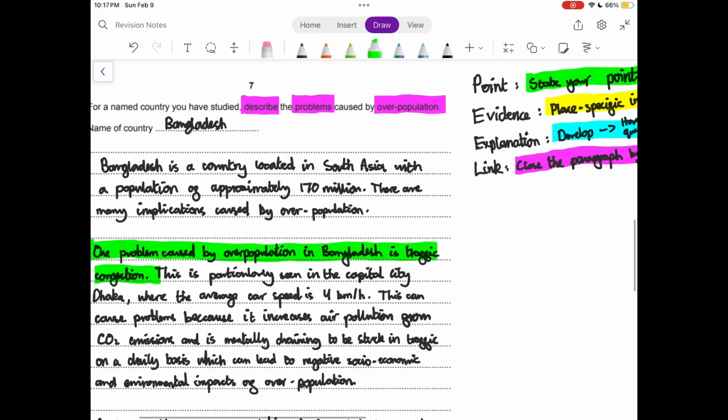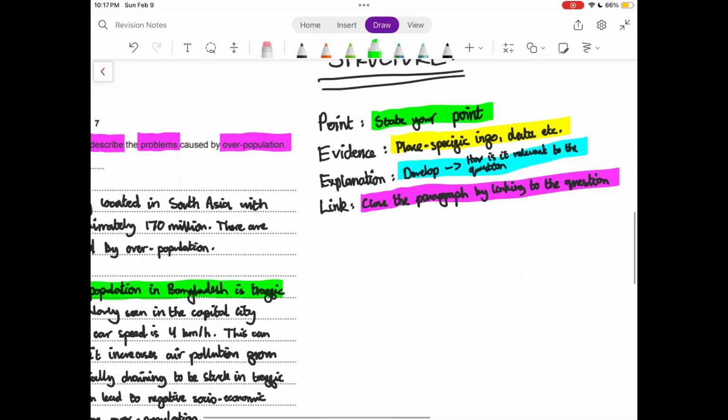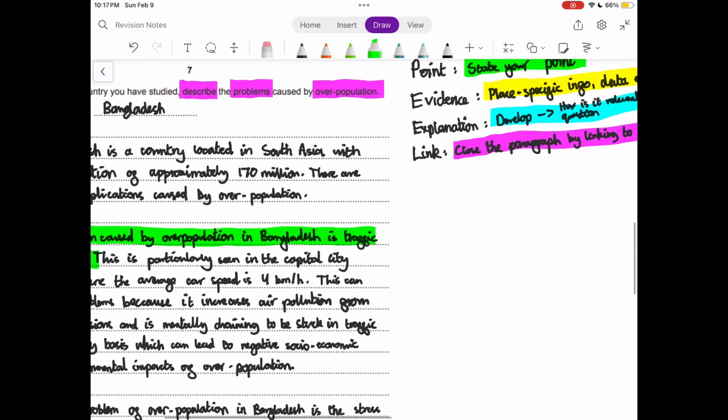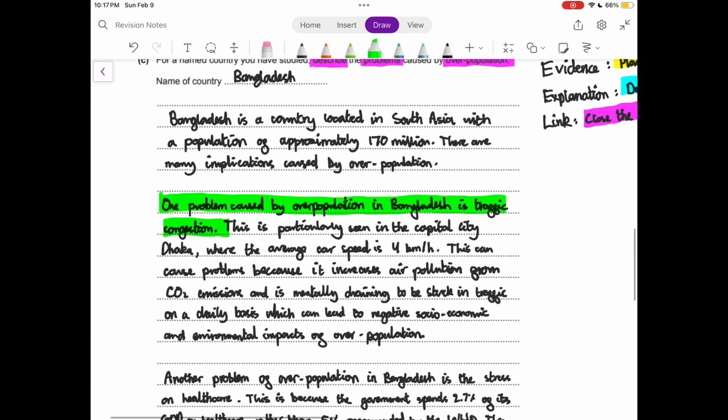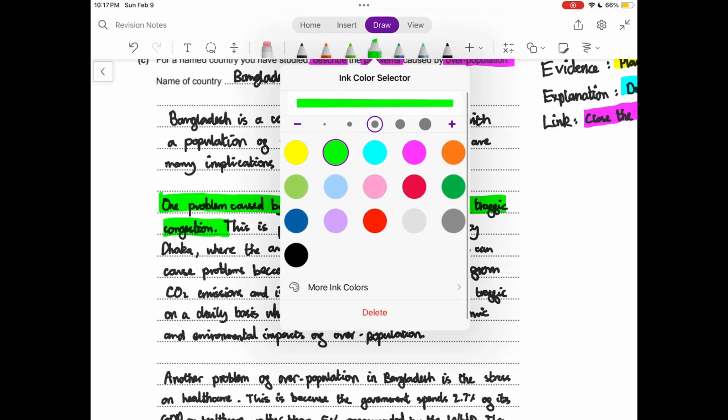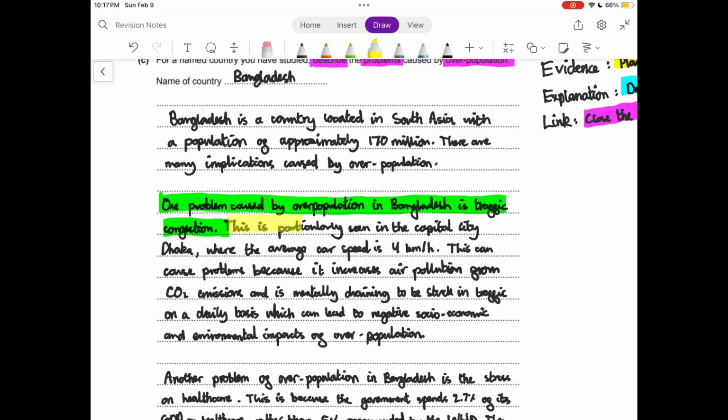The next thing you need to do is evidence. So that's just dumping your place-specific info, data, and etc. So over here, I mentioned that this is particularly seen in the capital city Dhaka, where the average car speed is 4 kilometers per hour. So I would say this is place specific. So I'm gonna highlight this here.